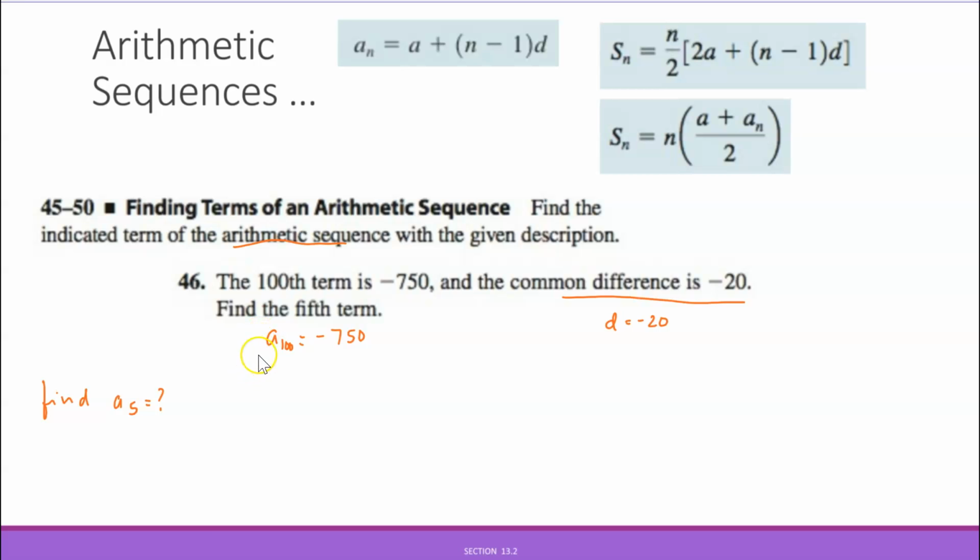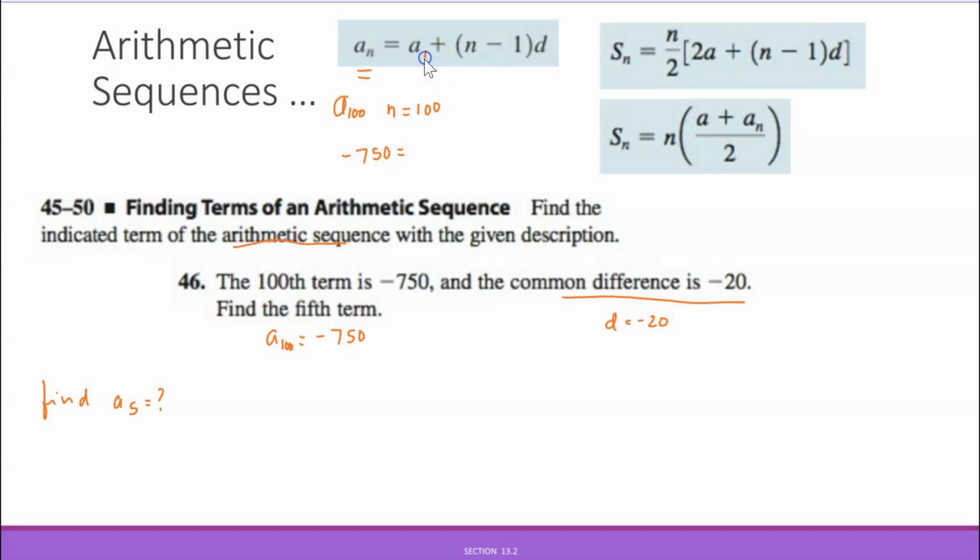Okay, so let's see. If we have a general formula like an equals a plus n minus 1 times d, let's see if we could fill in what we know and solve for maybe an unknown. Okay, so when we know A100 is negative 750, what we know is n. N is 100. So when n is equal to 100, this is equal to negative 750.